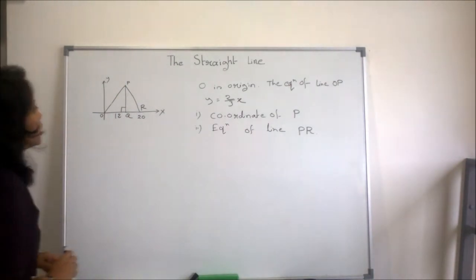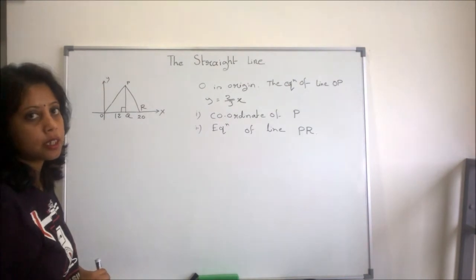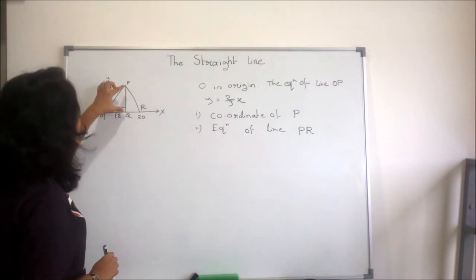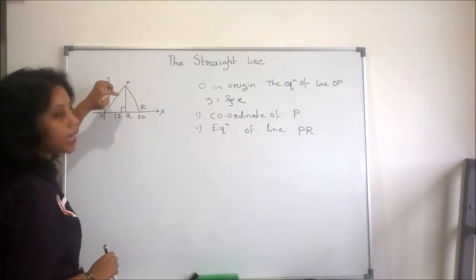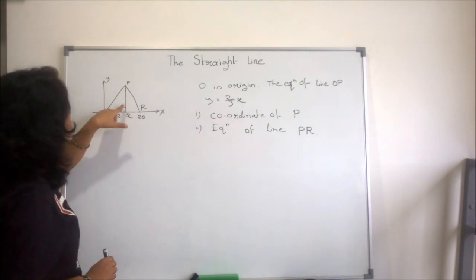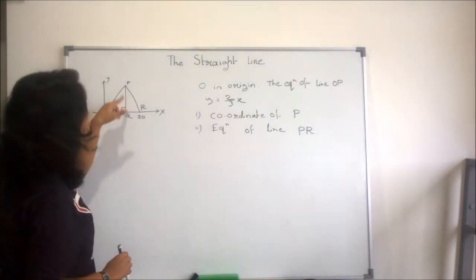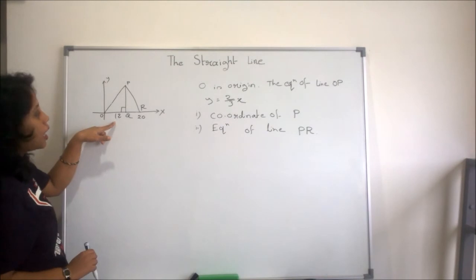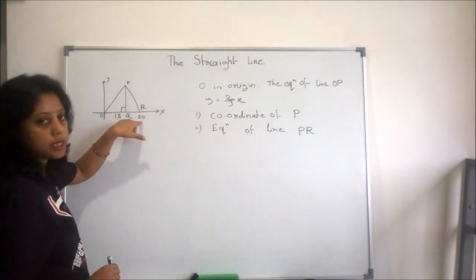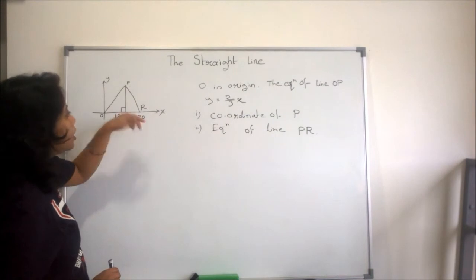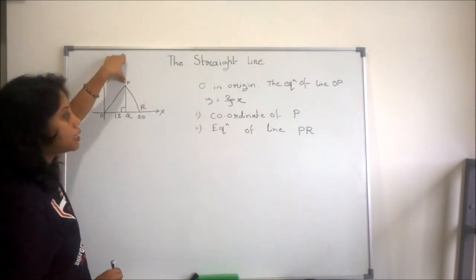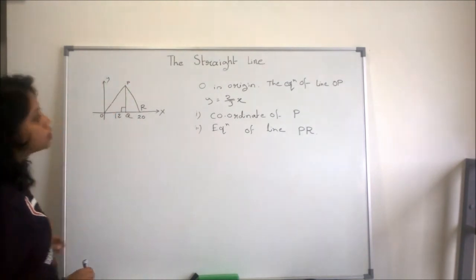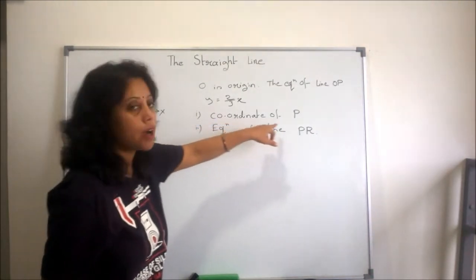And what information we can get from this diagram: O is the origin. The line PQ is perpendicular to the x-axis. From this sign we can say the line PQ is perpendicular to the x-axis. The distance of OQ is 12 and the distance of OR is 20. These are given. From here we have to find out the coordinate of P and the equation of this line PR. So first we are trying to find out the coordinate of P.